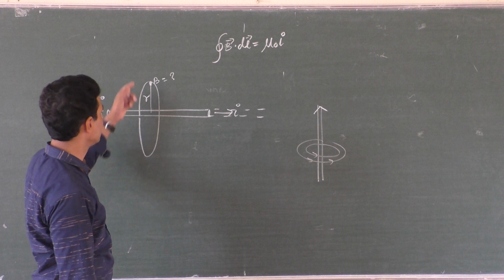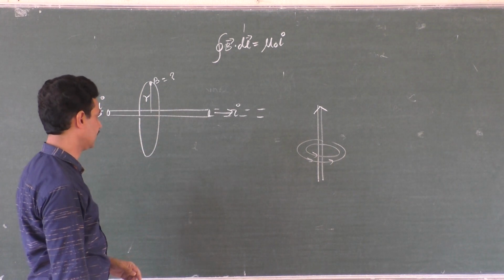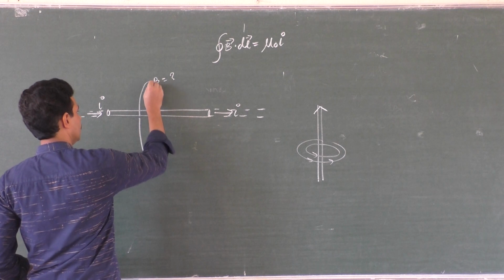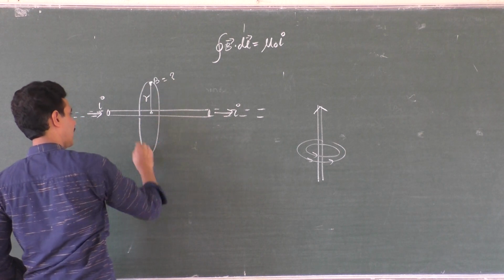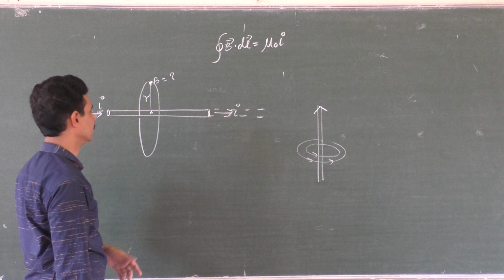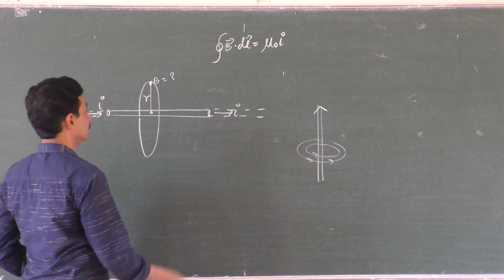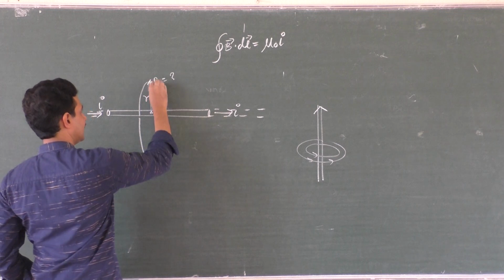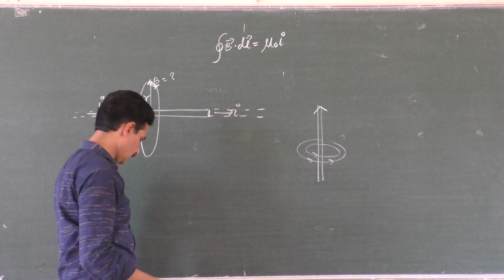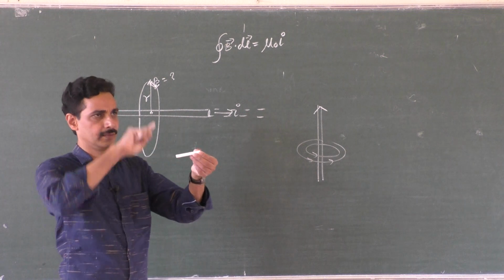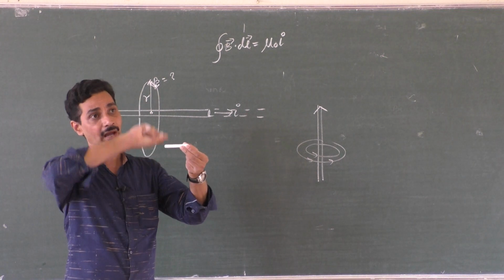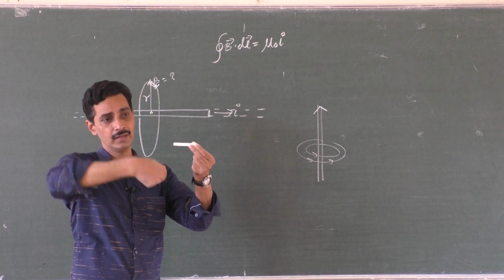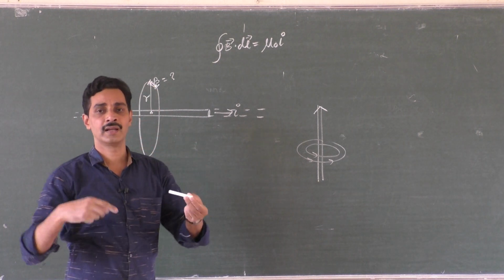So when you imagine a circular loop around the current carrying conductor with a radius such that this point is part of that circular loop, you take a small part of the loop, B dot dl. How will the magnetic field be? It is in the direction of the loop itself, because in a current carrying conductor the magnetic field is in a circular loop. So we have considered the Ampere loop in the same way. The direction of the magnetic field and the direction of the loop are the same.